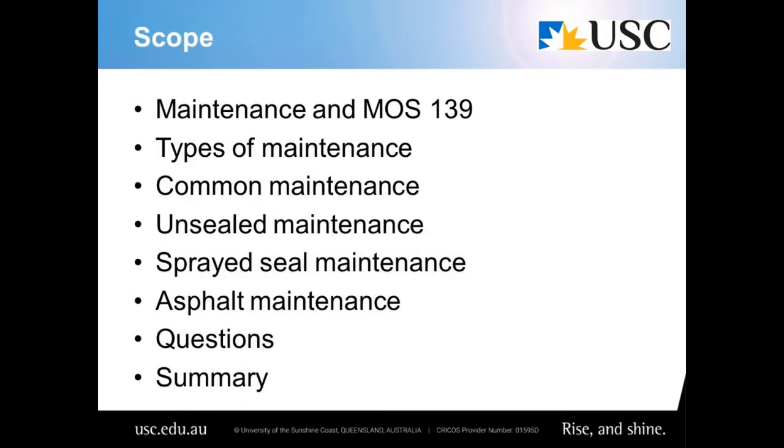Anyway, today we'll talk a bit about maintenance and what the current MOS says about maintenance, different types of maintenance, what we commonly do on sealed, unsealed and asphalt pavement surfaces, again with a focus on regional airports rather than capital city airports, although many of the principles are the same. Any questions, ask them as we go along. If we don't catch them as we're going, we'll try and revisit them at the end.